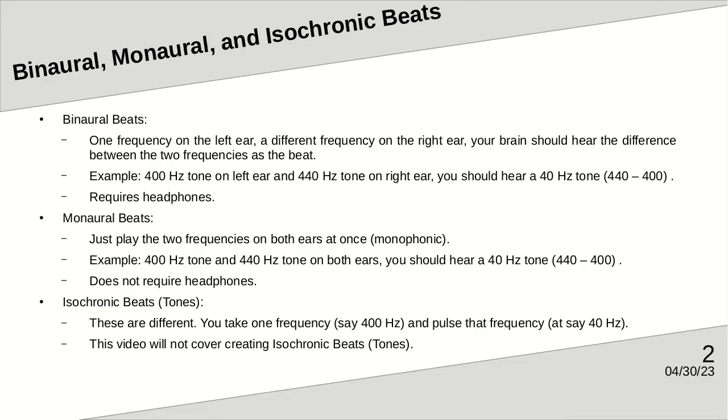And then the third one, which we're not going to show how to make because you can't create these with Audacity, but I just want to cover them because I want to make another video on how to create these, is isochronic beats, or they call them isochronic tones. And these are different. Instead of having two frequencies and the difference between the two frequencies being the beat, you just take a frequency. Say you take a frequency like 600 hertz or 400 hertz, like on my slide here, and you pulse that 400 hertz at another frequency.